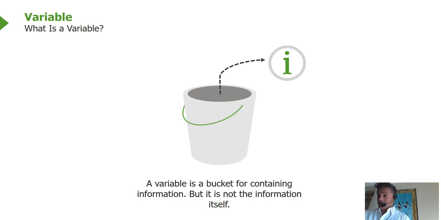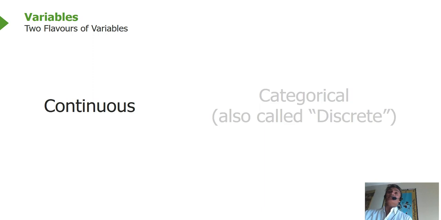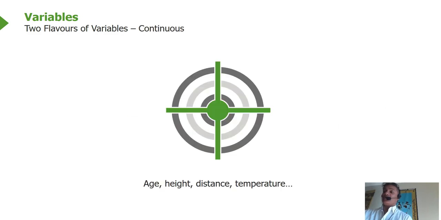I operationalize that by creating this thing, this bucket called H, with a score of 1 to 5. We do this in research all the time, and we need to remember that when it comes to interpreting our results. Now, there are two general flavors of variables: continuous variables and categorical variables. Categorical we also call discrete.